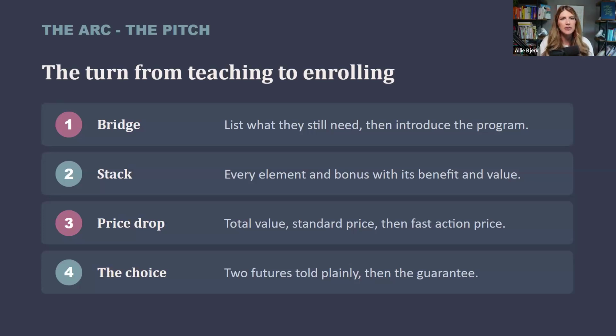Then you're going to start dropping the stack. When I say a stack, it's every element that's in the training, things like community. This is in the workbook too, the stack of what you can decide to put in your program or not. Core curriculum, community calls, different bonuses that you're including, different tools that you're giving them. There are a lot of different pieces you can add to the offer, and that's what you put in the stack. That's where you'd say this is worth $97, and here's how it benefits you in the long run. You start piecing all of that together, and then you say the total value.